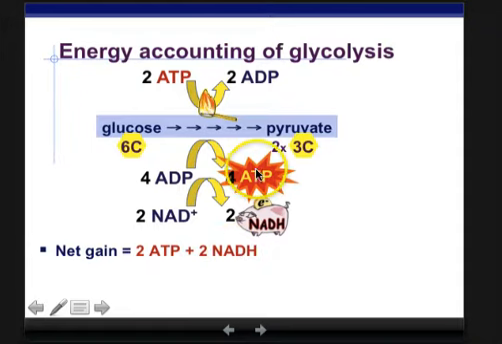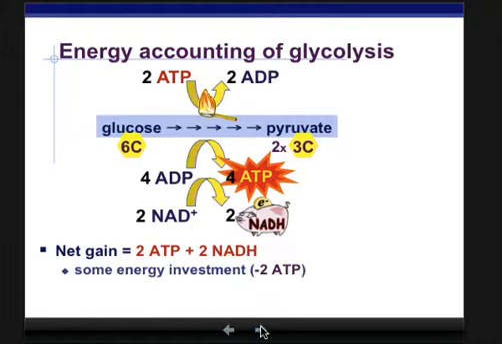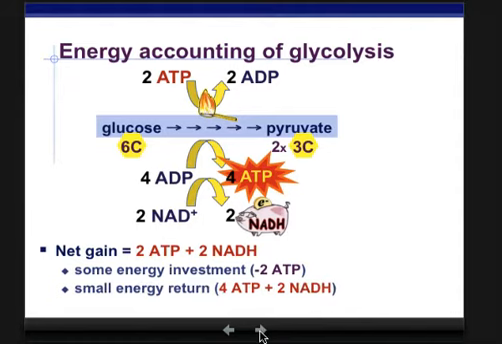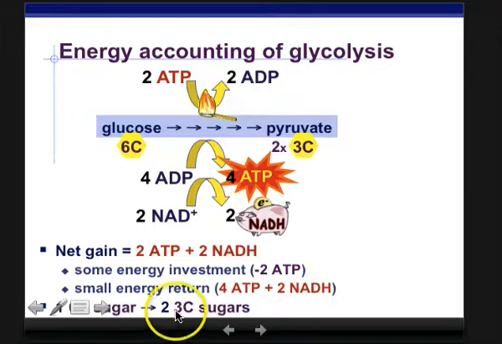So even though we made 4 ATP, we used 2 ATP. So the only real advantage we get converting glucose to pyruvate is 2 ATP and 2 NADH. So we have some minor energy investment of 2 ATP and a small energy return. So again, glycolysis, and that's how bacteria learned to metabolize sugar, really didn't give a ton of energy. All right, so 1 6-carbon sugar, we're left with 2 3-carbon sugars.